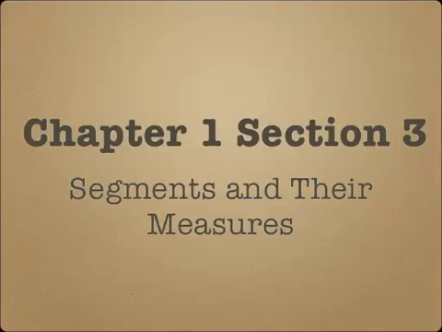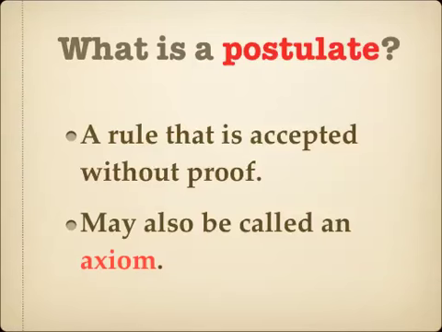Chapter 1, Section 3, Segments and their measures. The first thing we need to talk about in this section is a postulate. A postulate is a rule that is accepted in geometry without proof. It may also be called an axiom.